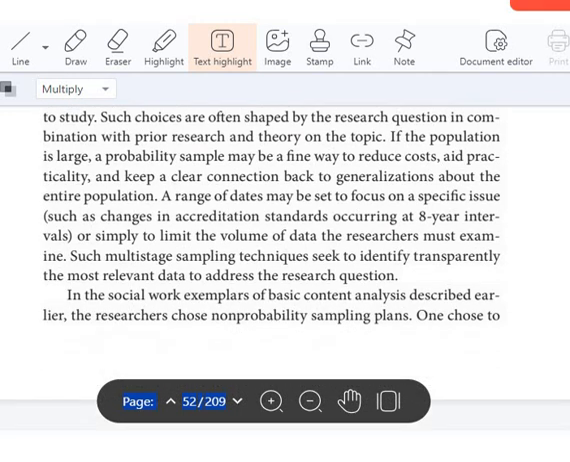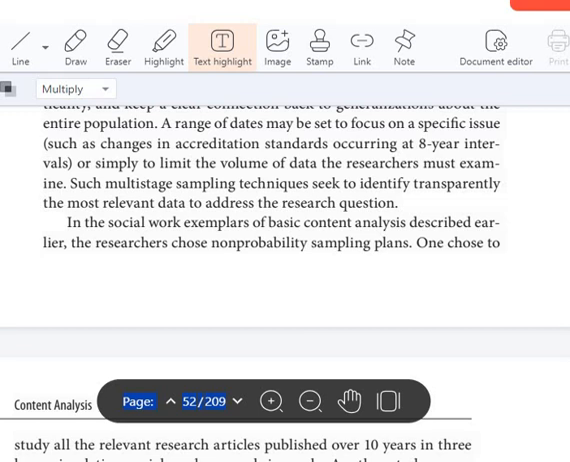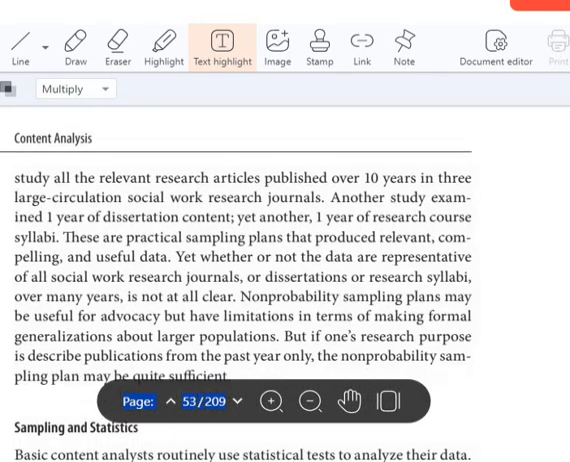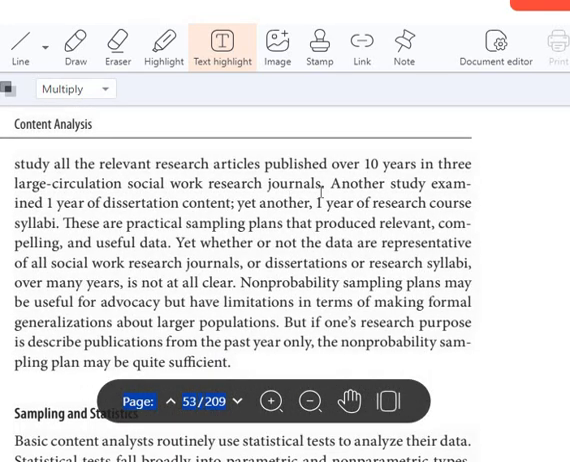Okay, here in the social work exemplars of basic content analysis described earlier, the researchers chose non-probability sampling plans. So the non-probability can be used in social work, and we have previously said that it is rarely used, that it is not rarely used actually, but this generalization is so important to understand. Okay, here more examples on this.